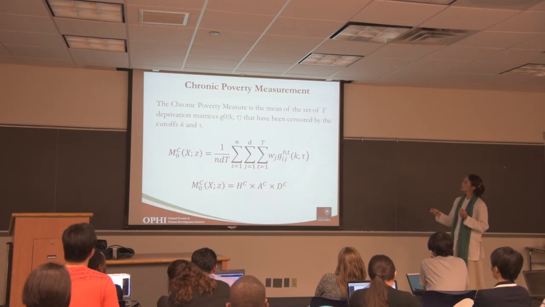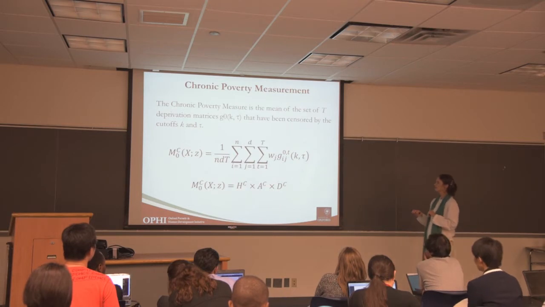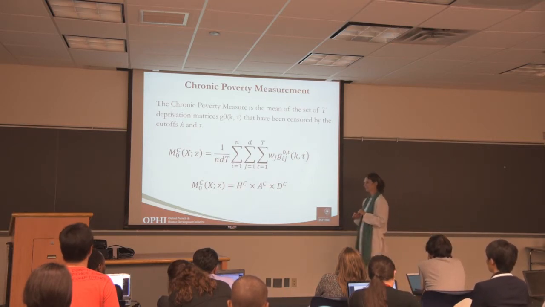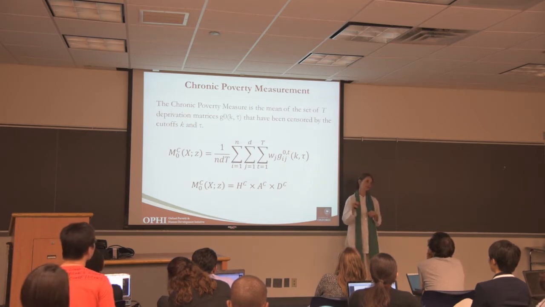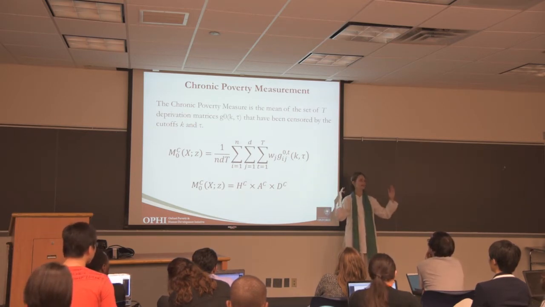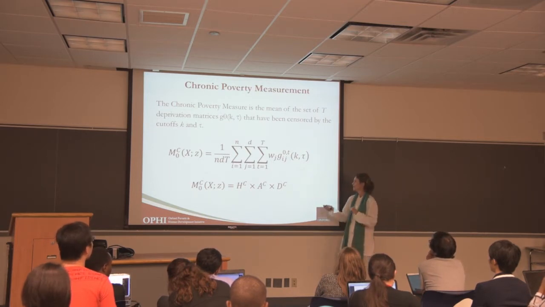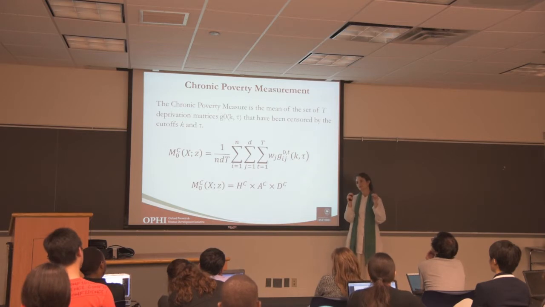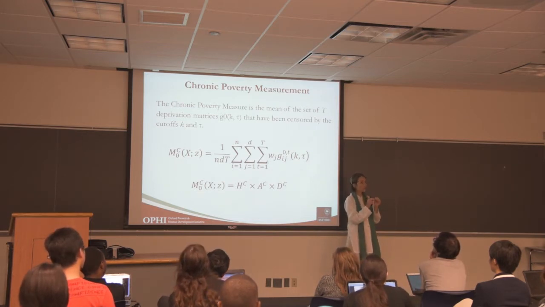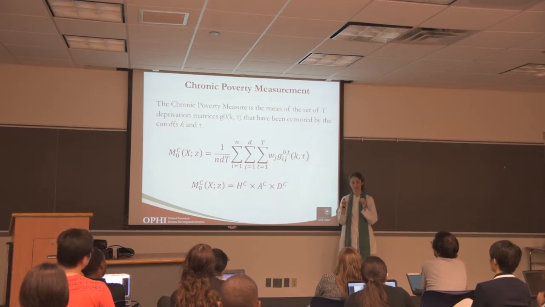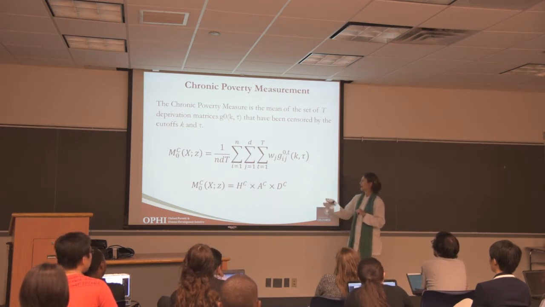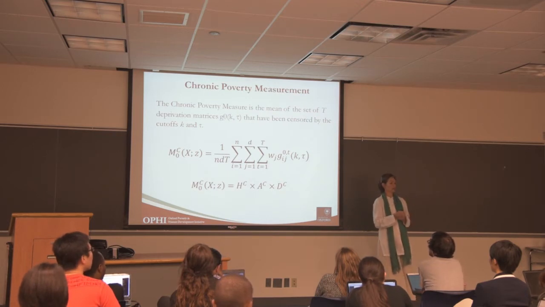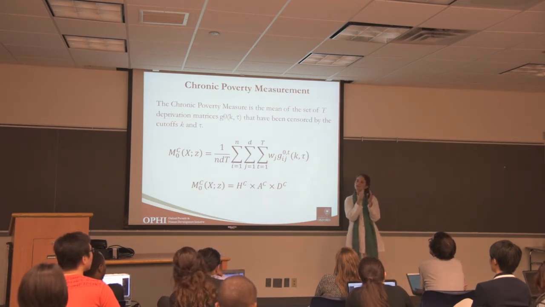But just as M0 could be explained intuitively as H times A, a chronic measure can be explained intuitively as H_C, which is the percentage of the population. And remember, we're restricting our sample to people for whom we have data for all periods. We're a percentage of population who are chronically poor. A_C is the average intensity experienced by chronically poor people in all periods in which they are chronically poor. Okay, because you're again adding the time dimension. And D is nu, its duration. So it's basically, what is the average duration?